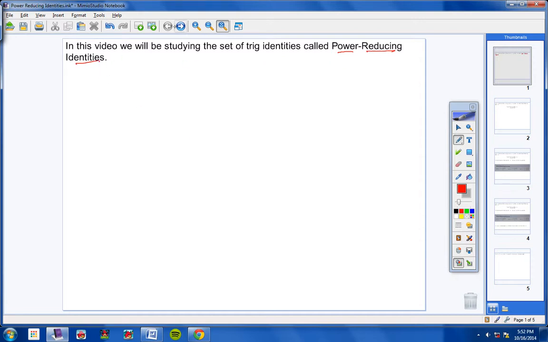Power reducing identities. So your heading today is obviously power reducing identities, lesson 10.5, and be sure and include today's date, okay? Be sure and include today's date.